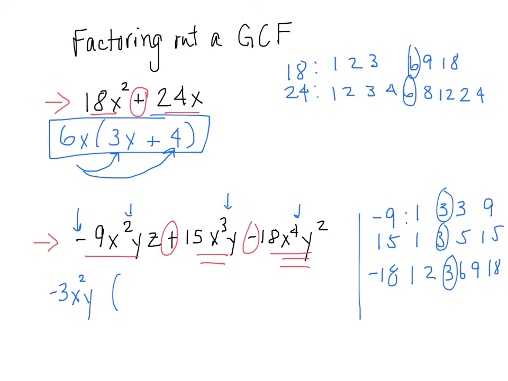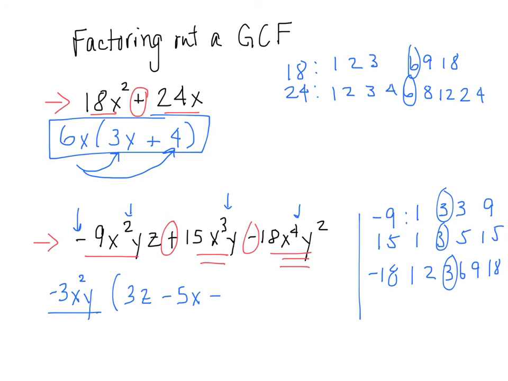So as I go through and divide each term by our greatest common factor, which is -3x squared y, I determine what's left. -9 divided by -3 is +3. X squared divided by x squared, there's no x left. Y divided by y, there are no y's left, but I see that I have a z left over. Now I have +15 divided by -3, so that leaves me with -5. I have 3 x's, I'm taking out 2 of them, so I have 1 x left over. I have 1 y, I took out 1 y, so all my y's are gone.